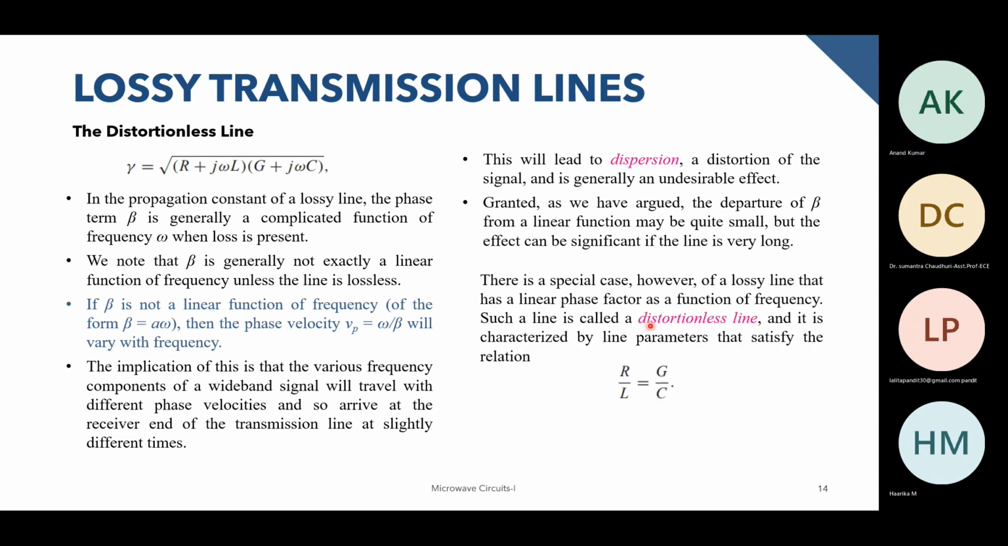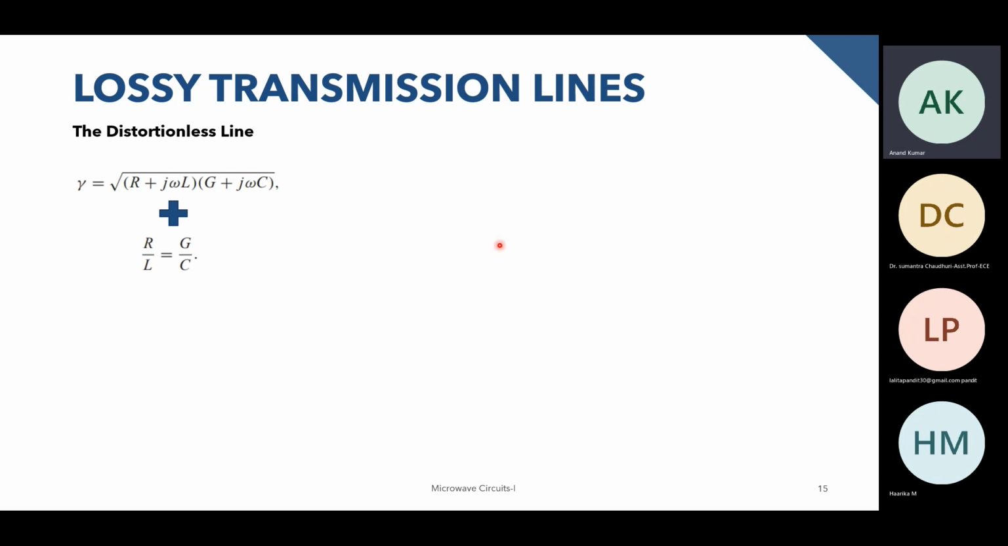distorted. Now, a special case, as I was saying, is that we can have a lossy line, but again, the beta in the propagation constant will be a linear function of the frequency, and this happens when you make R by L equal to G by C. So, if the ratio of R and L is equal to the ratio of G and C, what will happen is that we will have beta as a linear function of omega. So we'll see this.